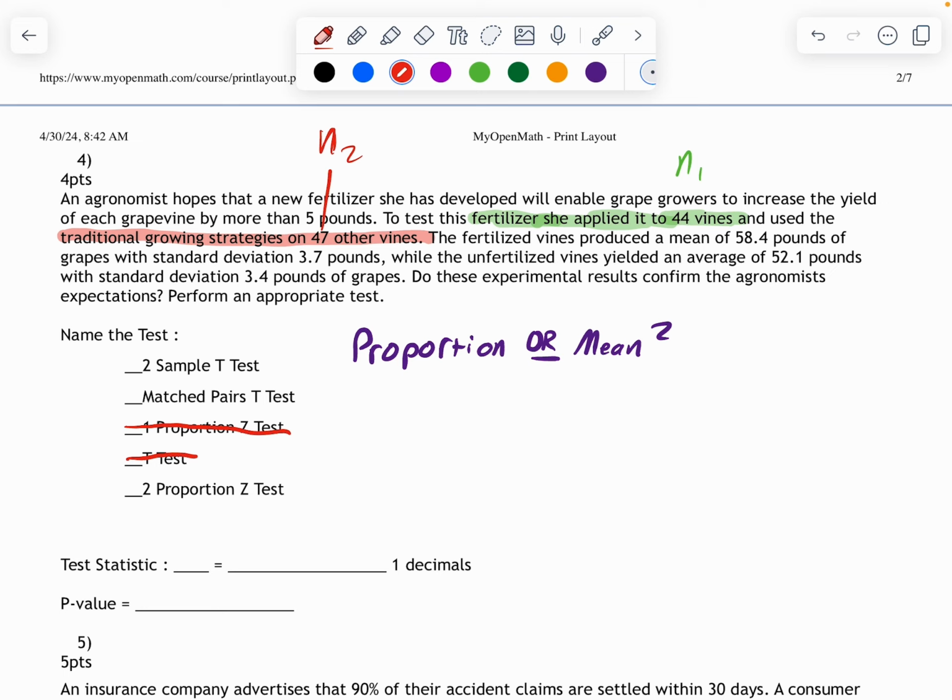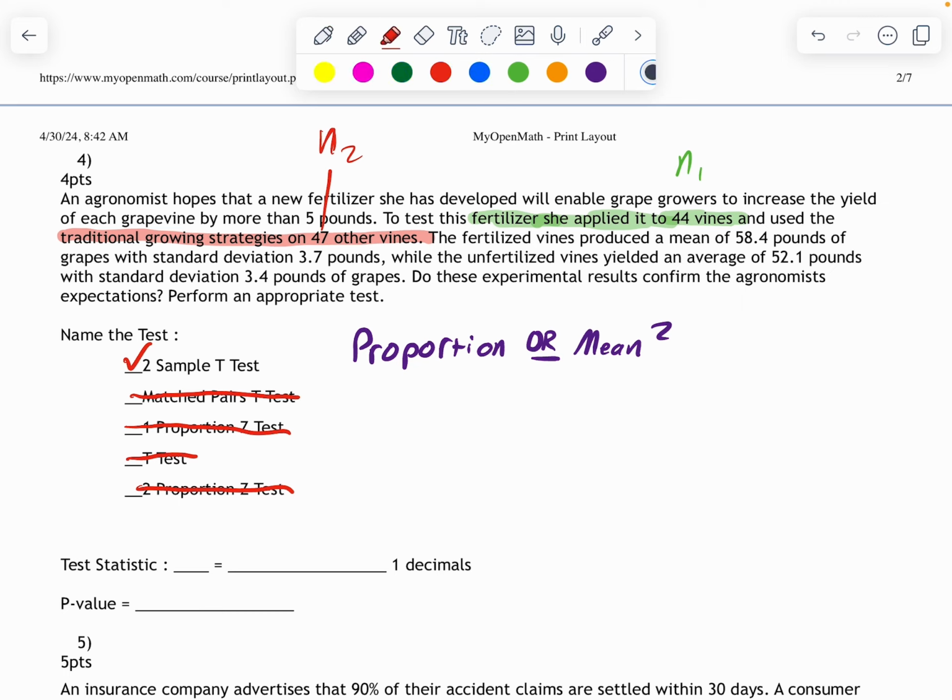Okay. It's not matched pairs because I didn't have one vine contributing two values. A vine either got the fertilizer or it did not. Every vine contributed one value, so it's not matched pairs. The fertilized vines produced an average. Oh my gosh, there it is. It's a mean. So I can cross off that one, and there we go. So it's a two sample t-test.